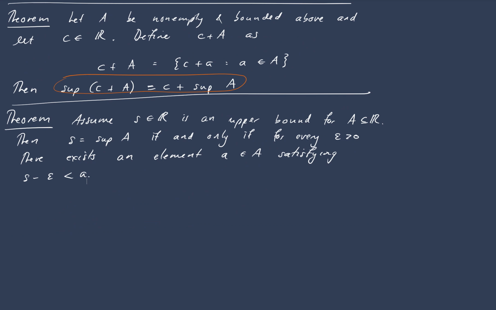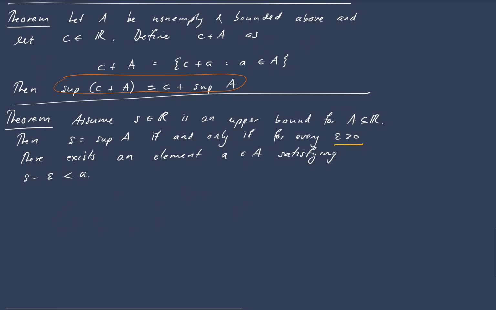Okay, and we're going to prove one final theorem, which is an alternative characterization of the supremum. This is giving an equivalent condition for what it means for a number to be a supremum, and that is if for every positive choice of epsilon, you can find an element A in your set satisfying S minus epsilon is less than that element A. Which means you can find an element between S and S minus epsilon for every choice of epsilon.